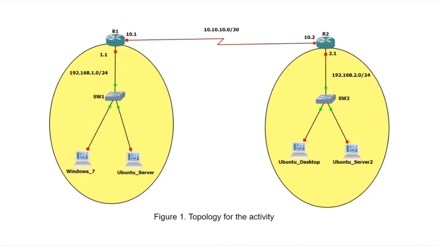This is the topology for the activity. You can see that we will be having two networks, and each network will have one server and one client. These networks are connected via routers, and we will be using static IP routing.